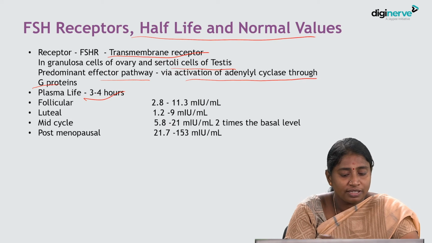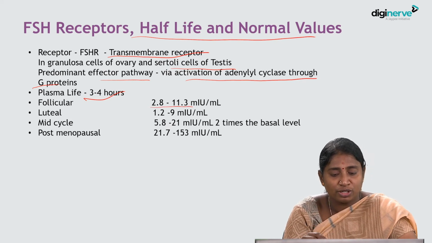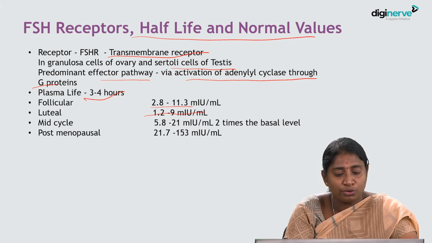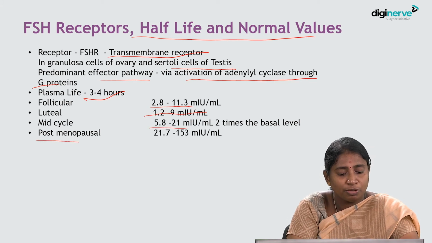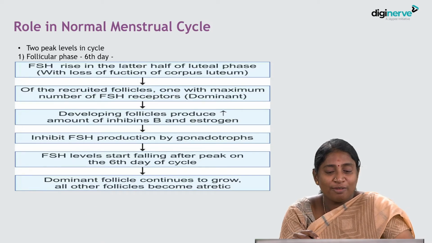During the follicular phase, the values are between 2.8 to 11.3 milli-international units per ml, whereas in the luteal phase it's 1.2 to 9, in mid-cycle 5.8 to 21, and in the post-menopausal age group it varies between 21.7 to 153 milli-international units per ml. A role in the normal menstrual cycle.